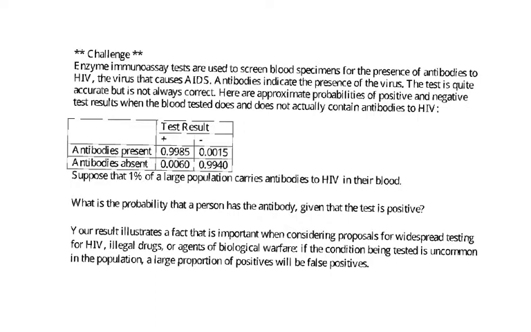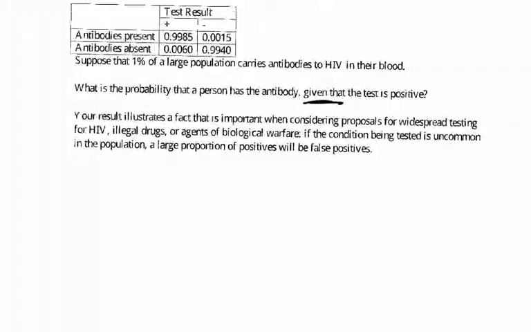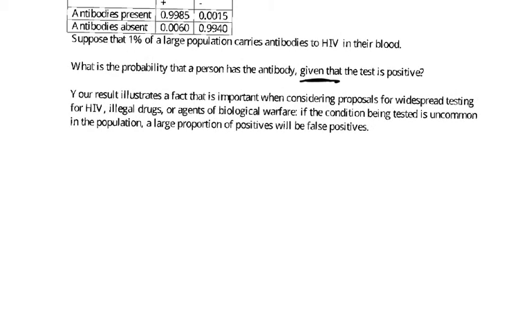We're going to make a tree diagram to figure this out, okay? Because when it comes down to it, what we want to know is what's the probability that the person has the antibody given that the test is positive, okay? So I'm going to move this down a little bit and I will make a tree diagram.